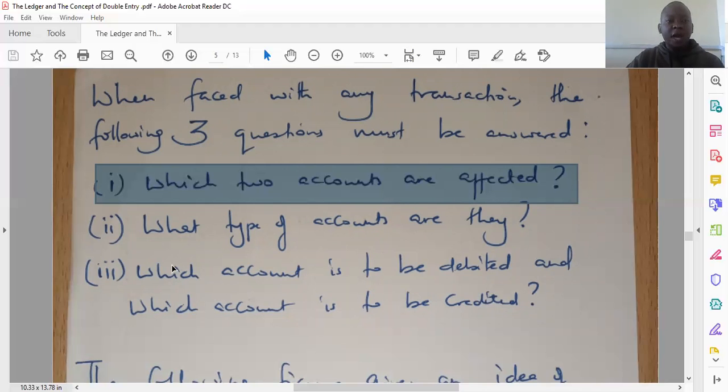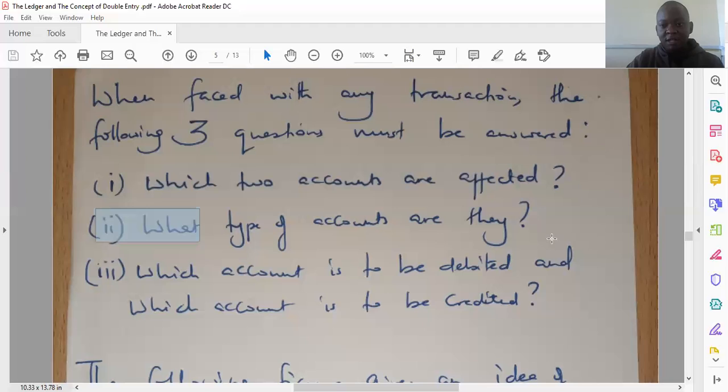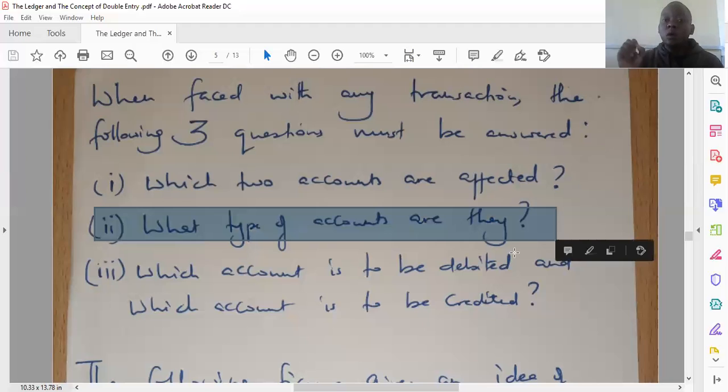And then the second question you ask, after you've answered the first question, is what type of accounts are they? From the classification of accounts, we've seen various classes of accounts: the personal accounts, impersonal accounts, nominal, real accounts, and so on. So in this case, you have to answer what type of account has been affected. Is it a personal account? Is it an impersonal account? Is it a nominal account? Is it a real account?